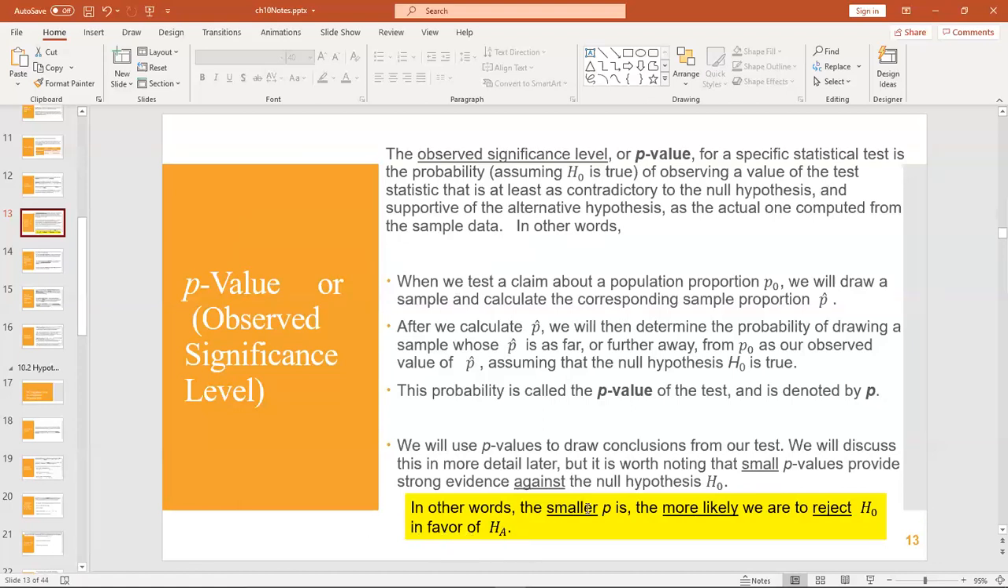Here's how I'd sum it up. If P is low, reject H0. Just remember that. If P is low, reject H0.